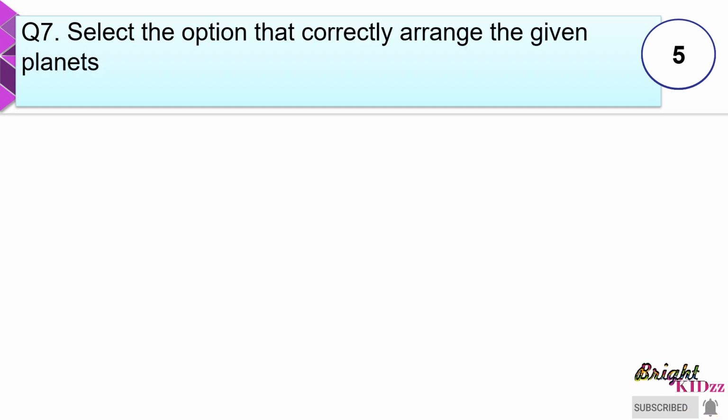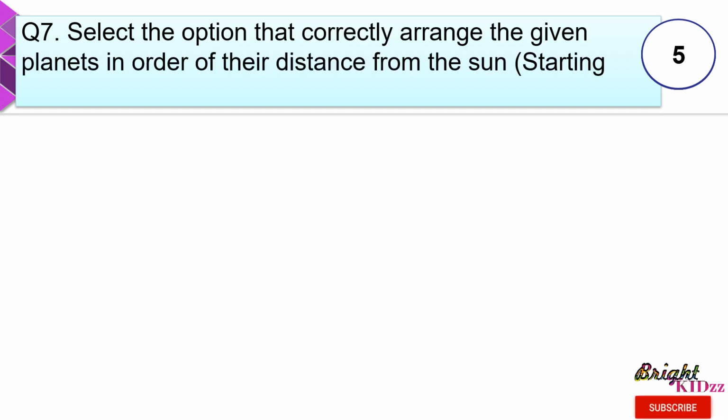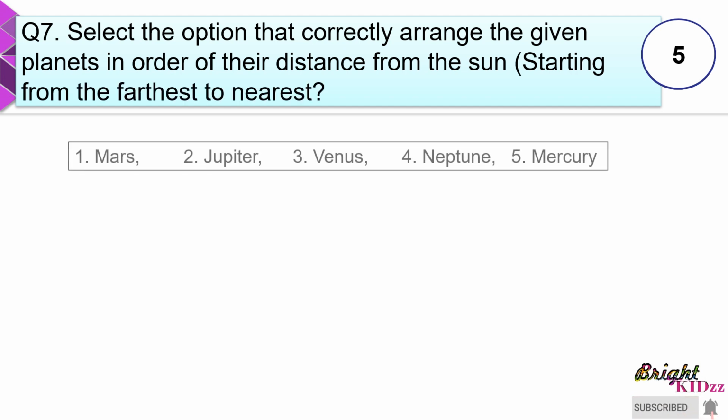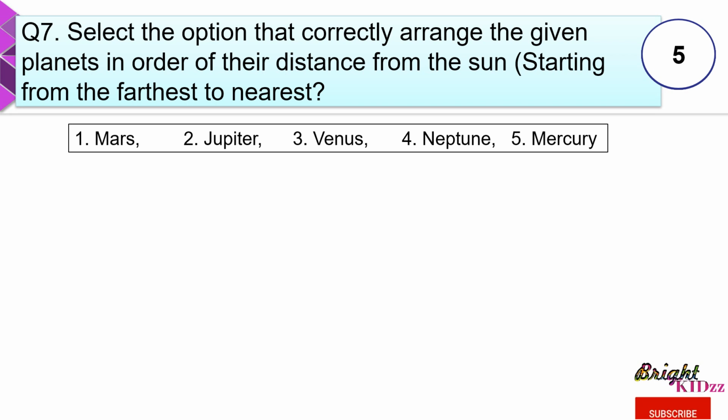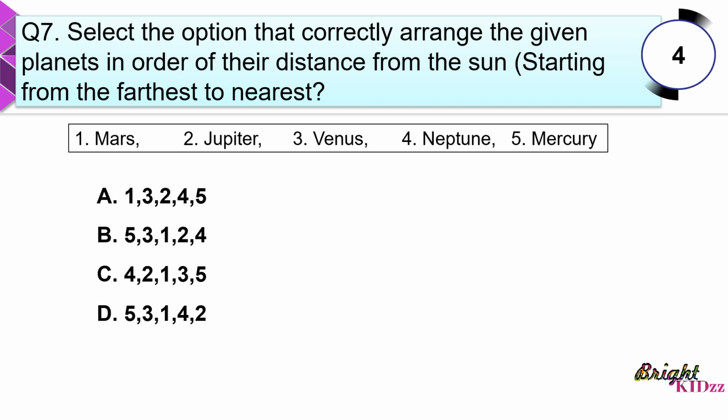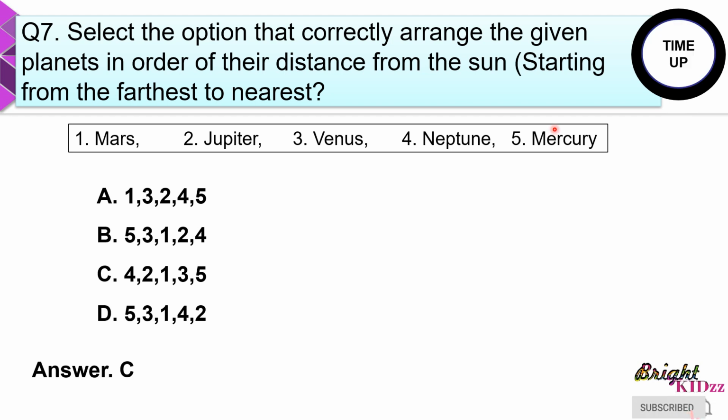Select the option that correctly arranges the given planets in order of their distance from the Sun, starting from furthest to nearest: Mars, Jupiter, Venus, Neptune, Mercury. Furthest to nearest. Answer C. Neptune is the furthest. So only C option is showing Neptune is the furthest. Next is Jupiter, then Mars, then Venus, then Mercury. So 4, 2, 1, 3, 5 is the correct answer.